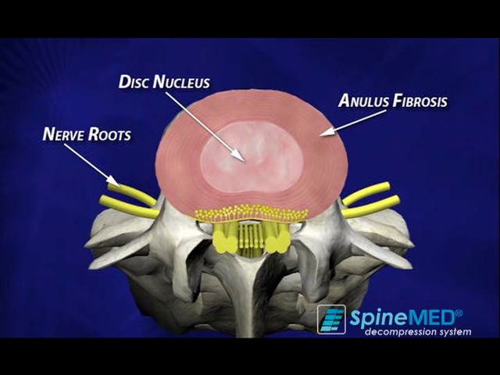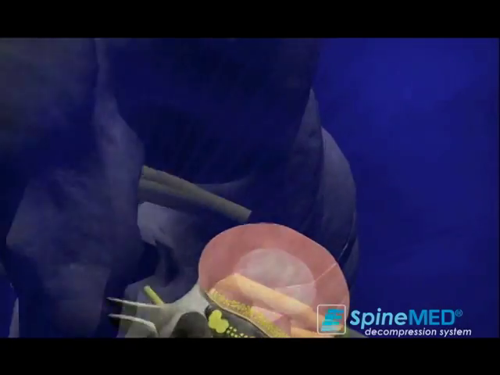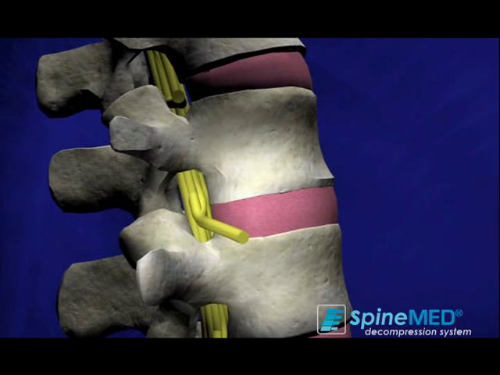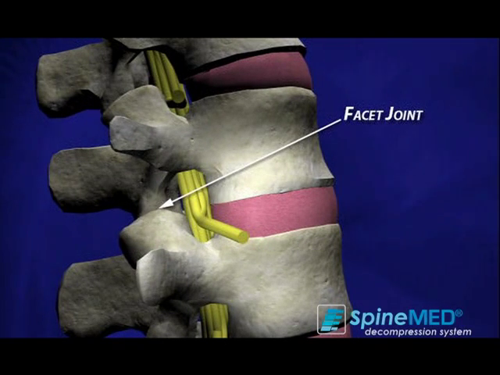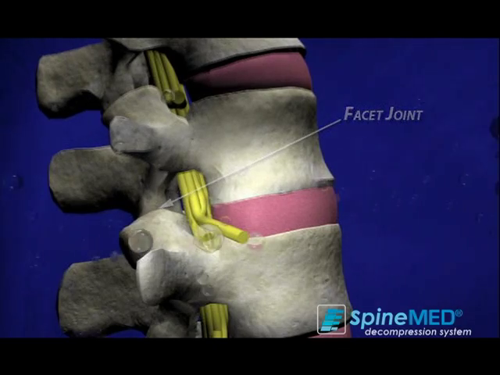The spinal nerve roots, seen here in yellow, are extensions of the brain and spinal cord. The facet joints are located just behind the spinal nerve roots. It is at these joints that the vertebrae make contact as they are stacked upon one another.